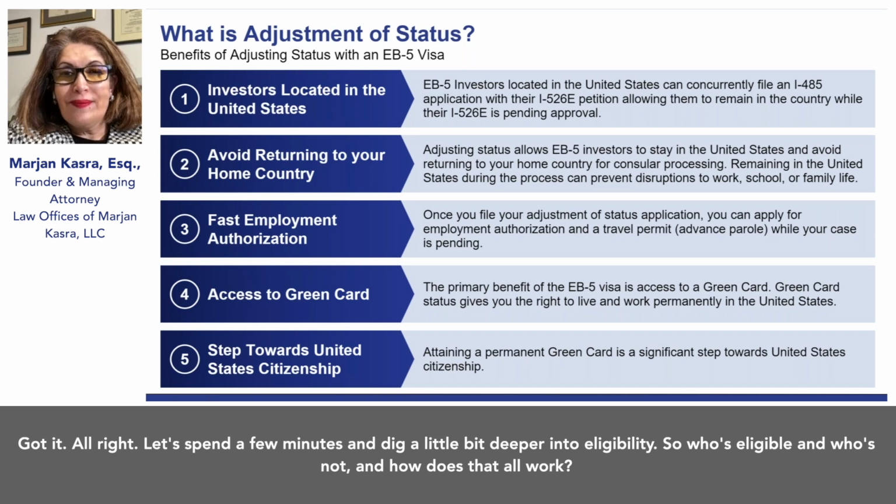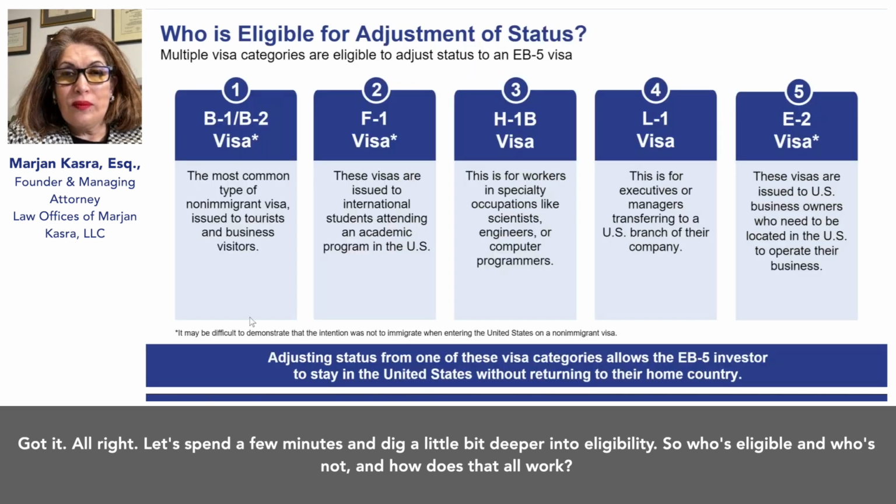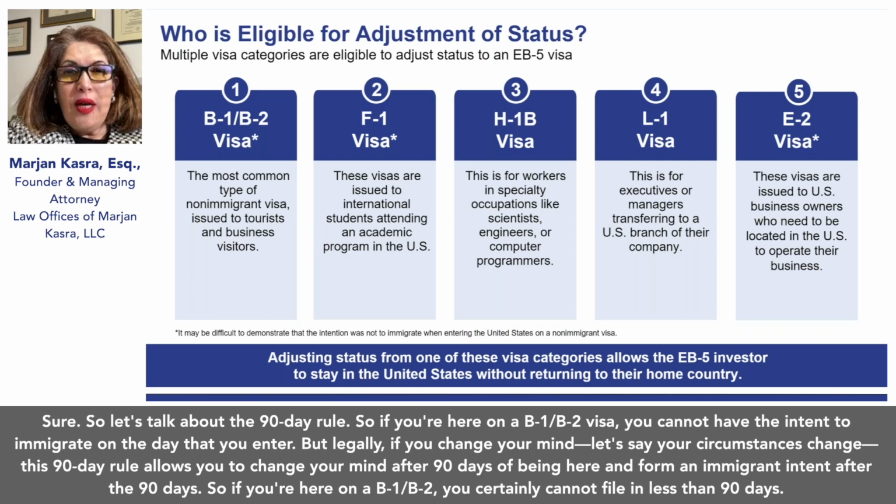Got it. All right, let's spend a few minutes and dig a little bit deeper into eligibility. Who's eligible and who's not, and how does that all work? Sure. So let's talk about the 90-day rule. If you're here on a B1, B2 visa, you cannot have the intent to immigrate on the day that you enter. But legally, if you change your mind, let's say your circumstances change, this 90-day rule allows you to change your mind after 90 days of being here and form an immigrant intent after the 90 days.